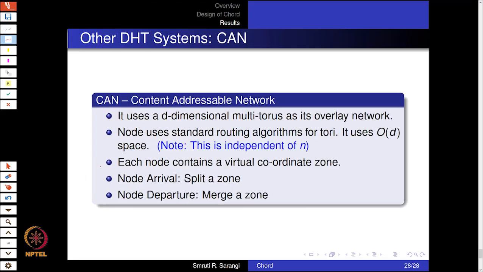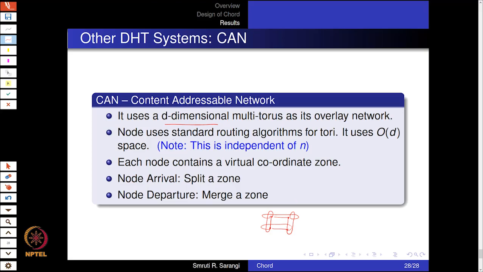And one of the most influential proposals in this area is CAN, content addressable network. We have discussed this earlier also, where we use a d-dimensional multi-torus as the overlay network. Recall that a torus is basically a mesh with the corners connected. So we have long connections of this type. This is of course 2-dimensional. We can have the same thing in 3D. We can have the same thing in n dimensions.